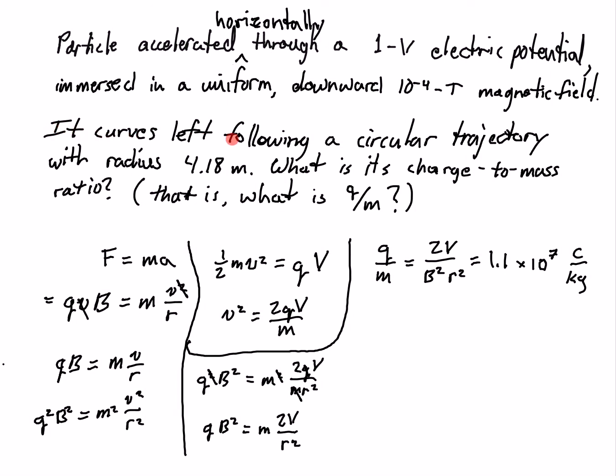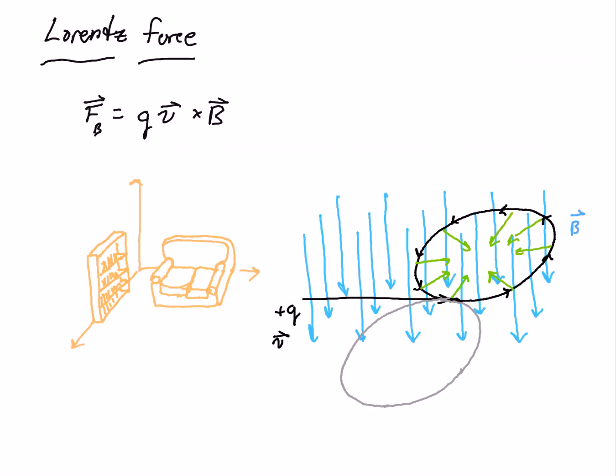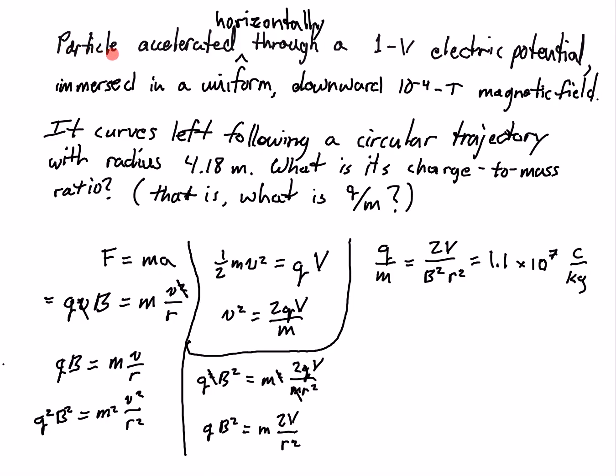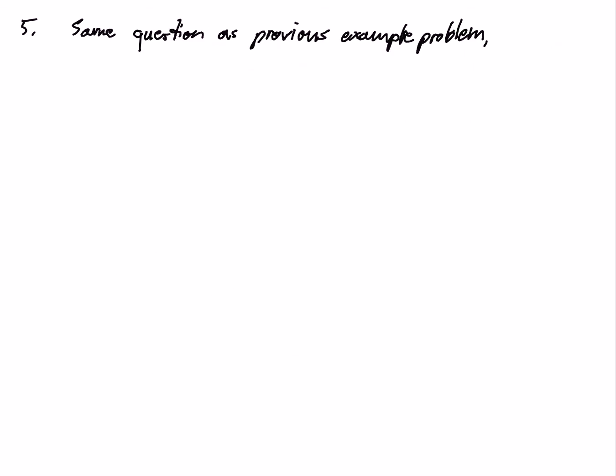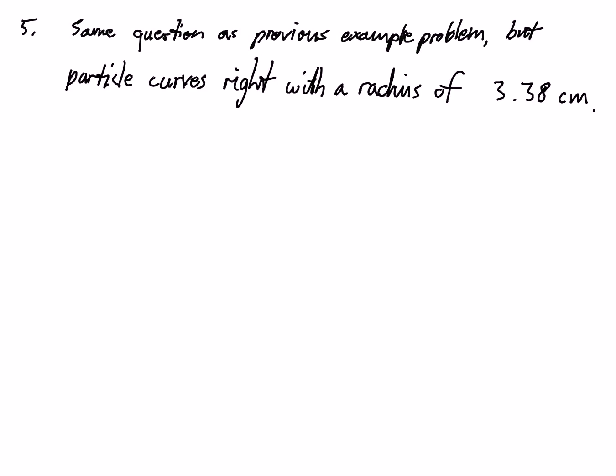Note that this particle curved left as it moved through a downward magnetic field. That is in accordance with what we found earlier for a positively charged particle. So that means that this particle is positively charged. For homework number 5, answer the same question as the previous example problem, but this time with the particle curving to the right with a radius of 3.38 centimeters. Find this particle's charge to mass ratio. Be sure to note whether the charge is positive or negative.